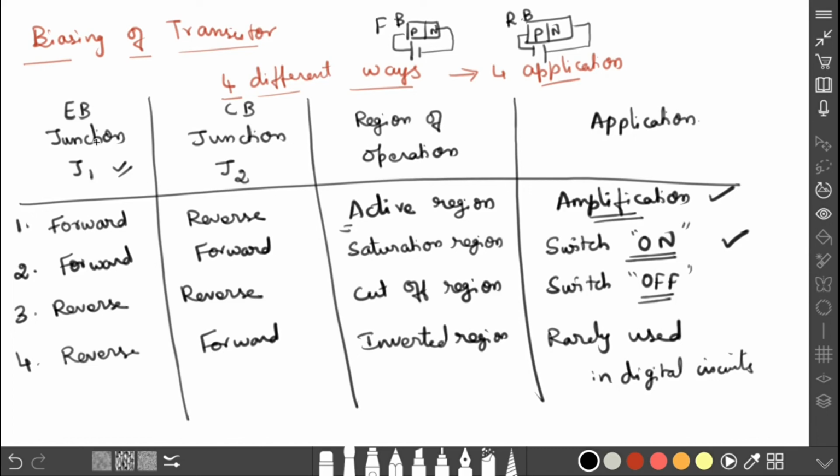So now we have discussed that if you give different connections, different biasing for the junctions, its operation changes. Accordingly, its application also changes. This is what you have to remember.